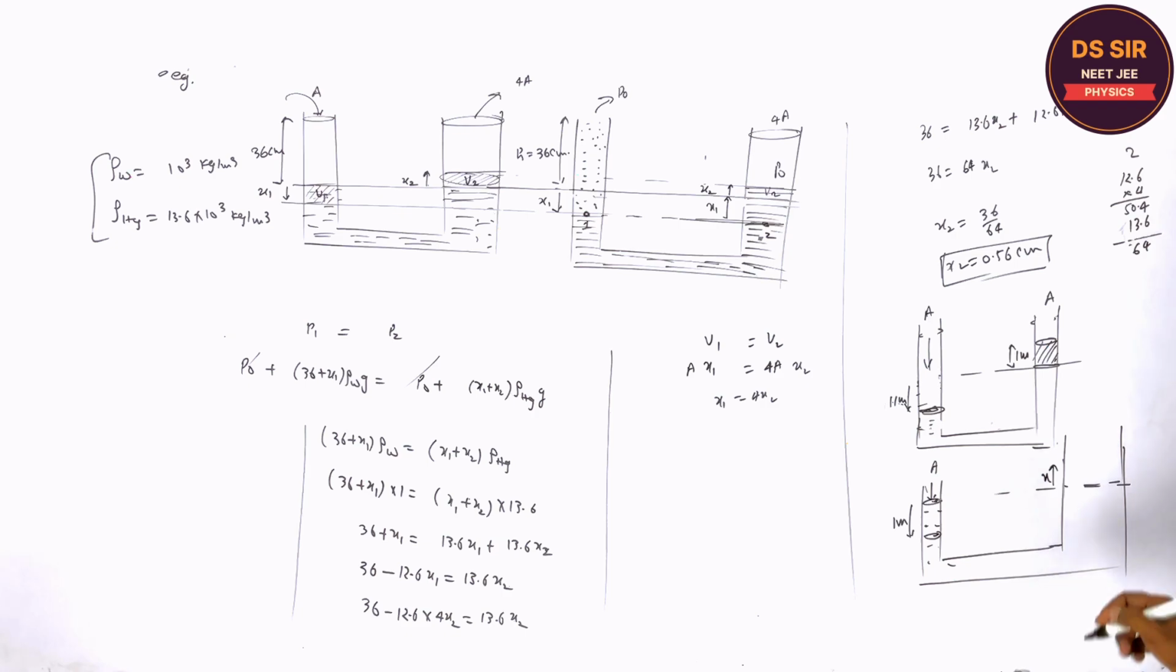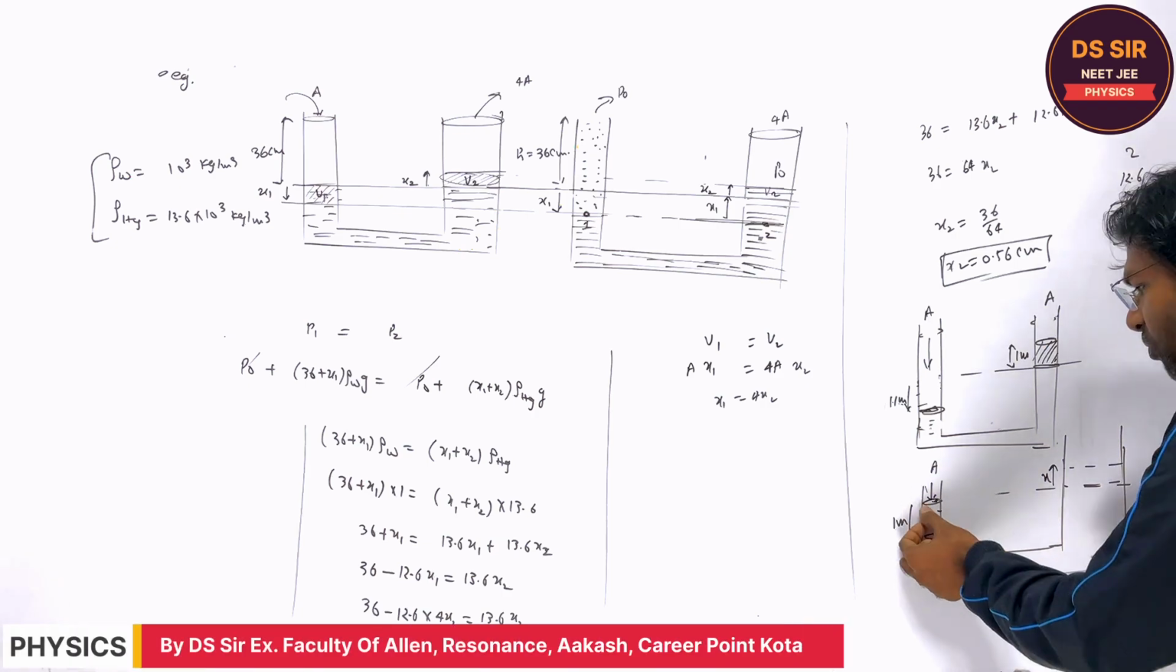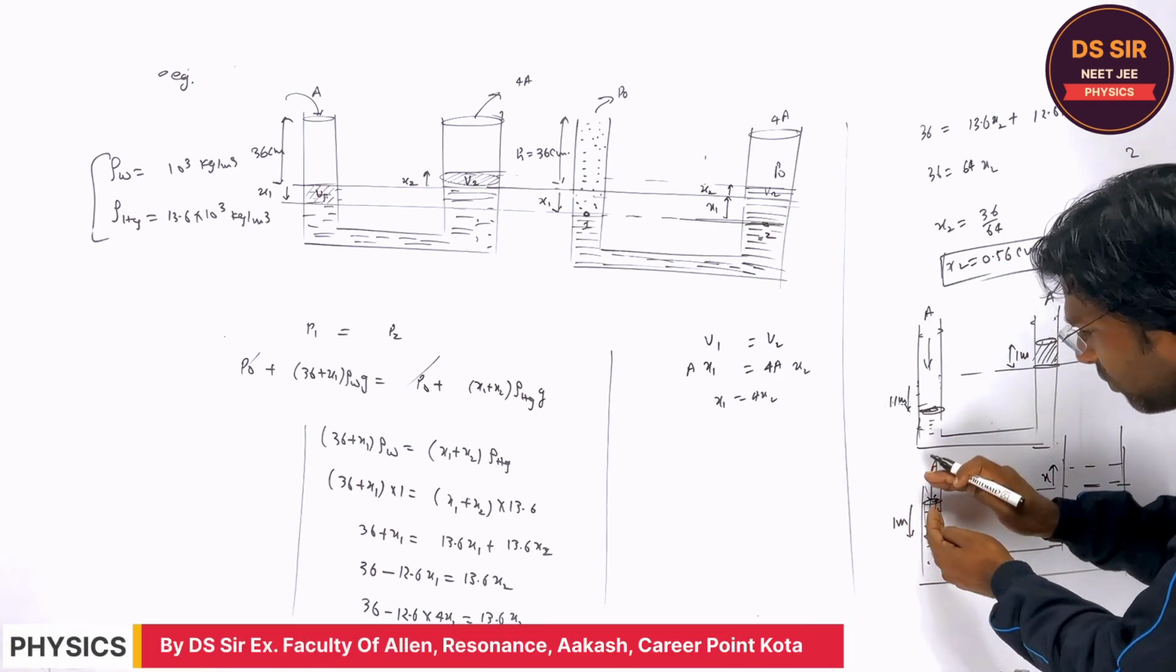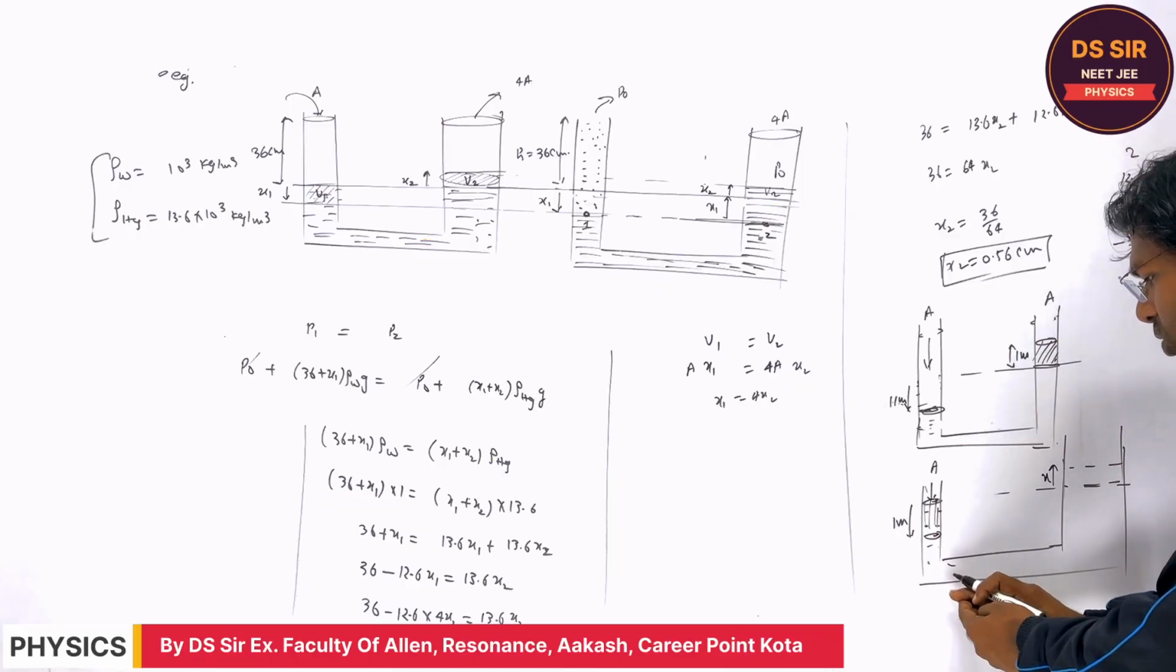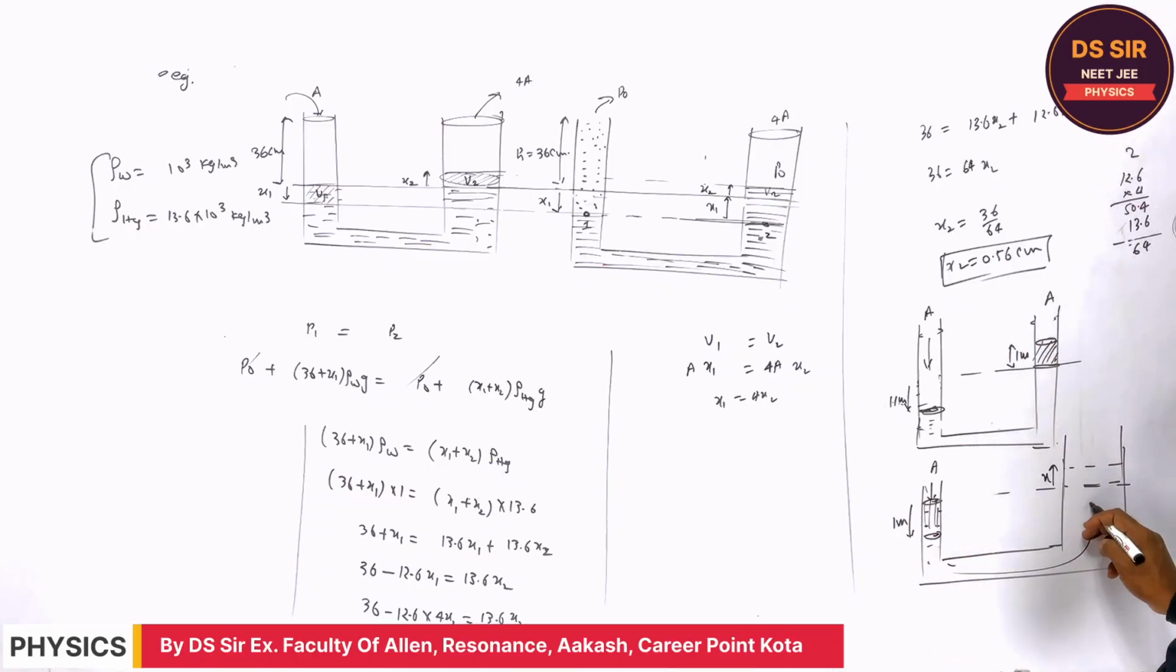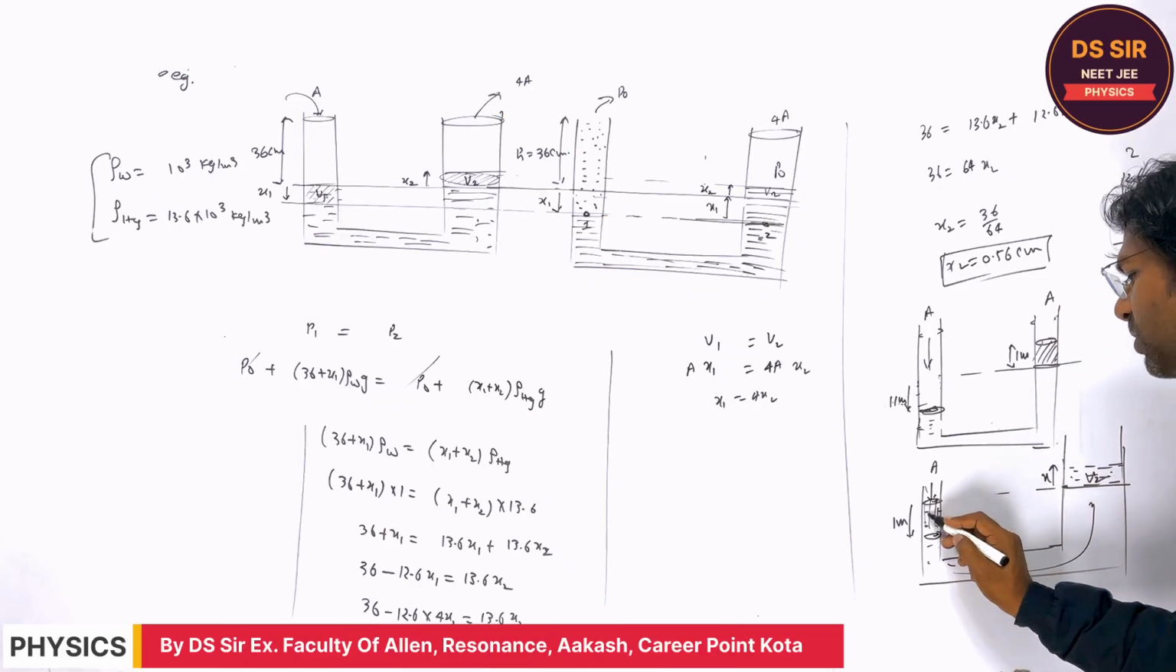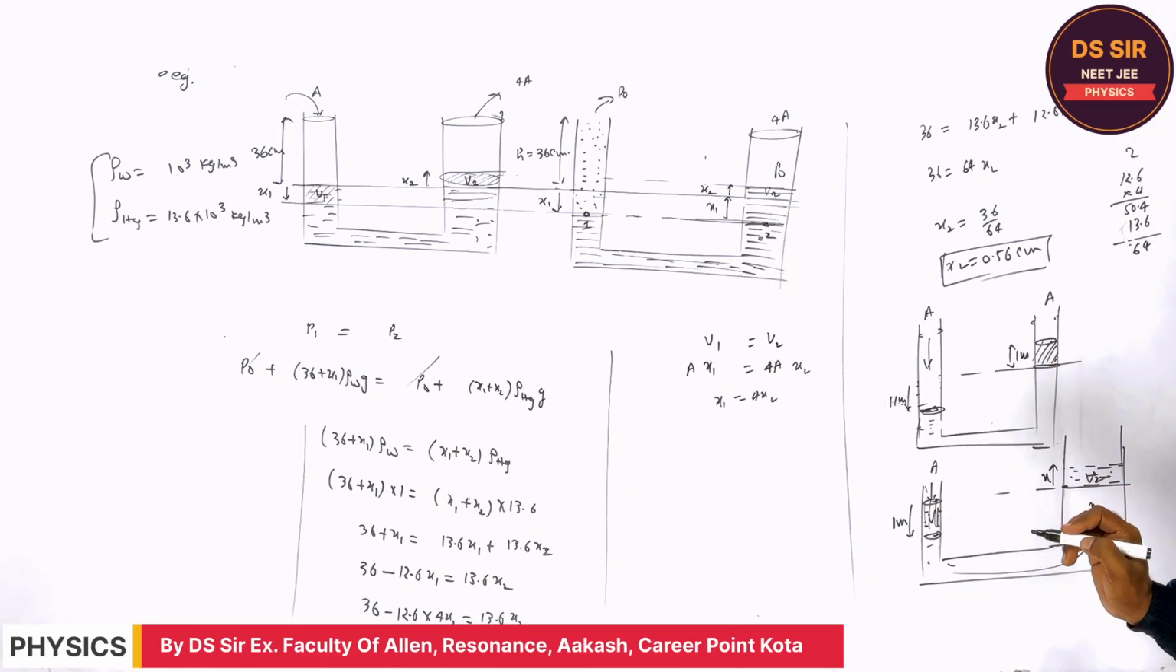Suppose the x meter. So in this case, what is the volume? This volume is fall down or it is compressed. So the same volume will move up. So this is the volume V2 and this is the volume V1. Are you getting or not?